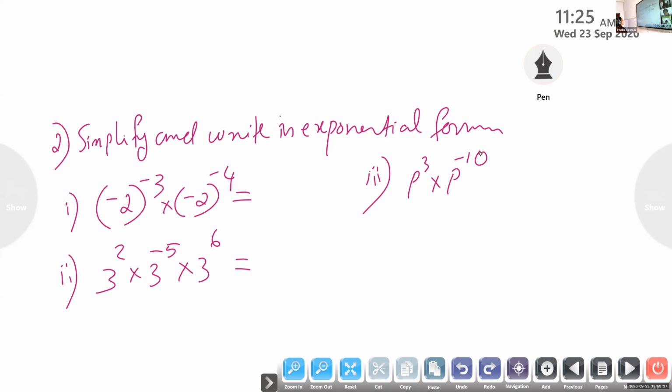Here, which law can we apply? The first law, a raised to m into a raised to n equal to a raised to m plus n. So here we will do negative 2 raised to negative 3 plus negative 4. That is negative 2 raised to negative 7. That is 1 by negative 2 raised to 7, or negative 1 by 2 the whole raised to 7. So this much you can do for simplification. If the question is simplify, you can write in the exponential form. If the question is evaluate, you have to multiply and find out the answer.